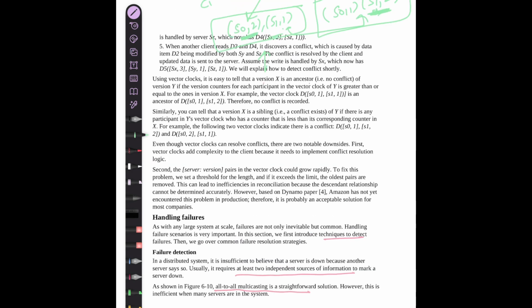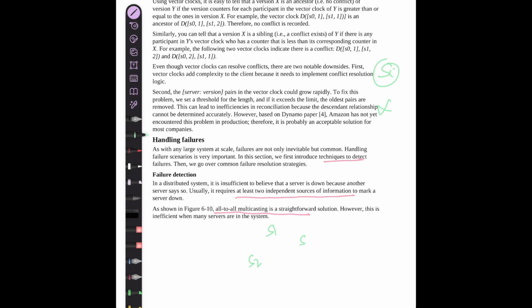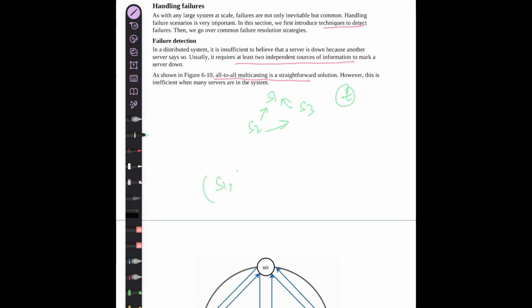So now, given that we know how we detect conflict, the very important part here is what if a server goes down? How do you detect the server has failed? So how it actually happens is if there are multiple servers S1, S2, S3, they all multicast to each other. What I mean by multicast is, at a particular timestamp T, each node sends some sort of heartbeat to other nodes that serves as proof that I am alive. So server 1 at regular intervals would send a heartbeat to S2 and S3. That heartbeat would look something like S1, T. What it means is server 1 has sent a message that says I am alive at time T.